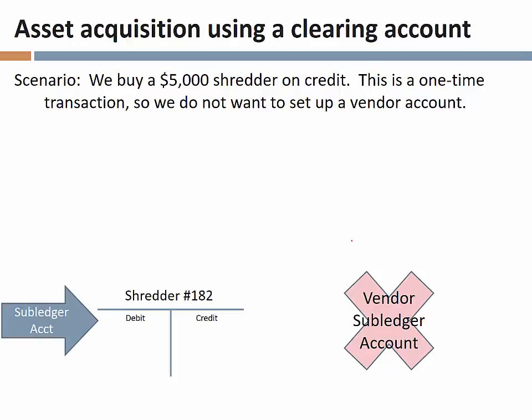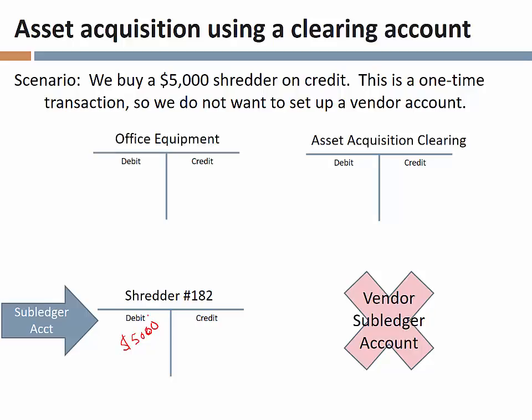So how does this transaction play out now? I buy the shredder, $5,000 in this case. So here's my shredder number 182. I know I'm going to be debiting this account for the $5,000 for the shredder, and this populates up to a reconciliation account called office equipment. So the debit portion of my transaction looks the same. But now instead of crediting the vendor subledger account, I'm going to credit an account called asset acquisition clearing account. And this is going to be the offsetting $5,000 credit.